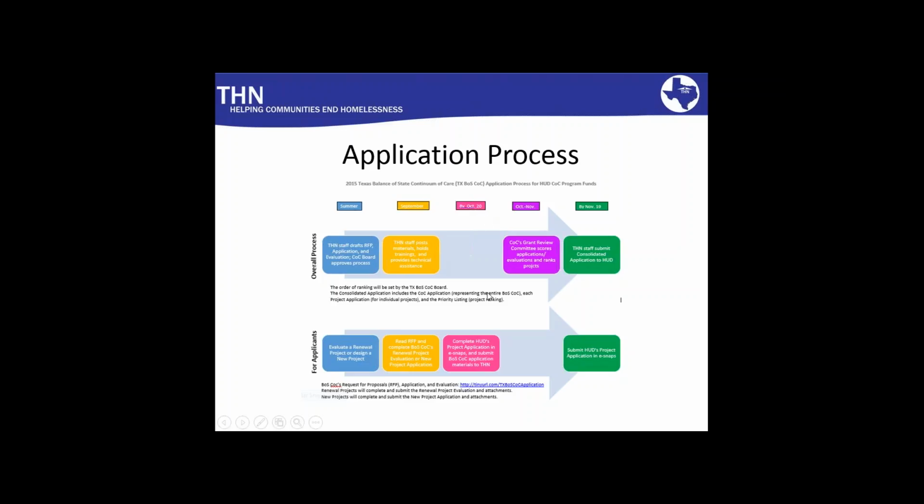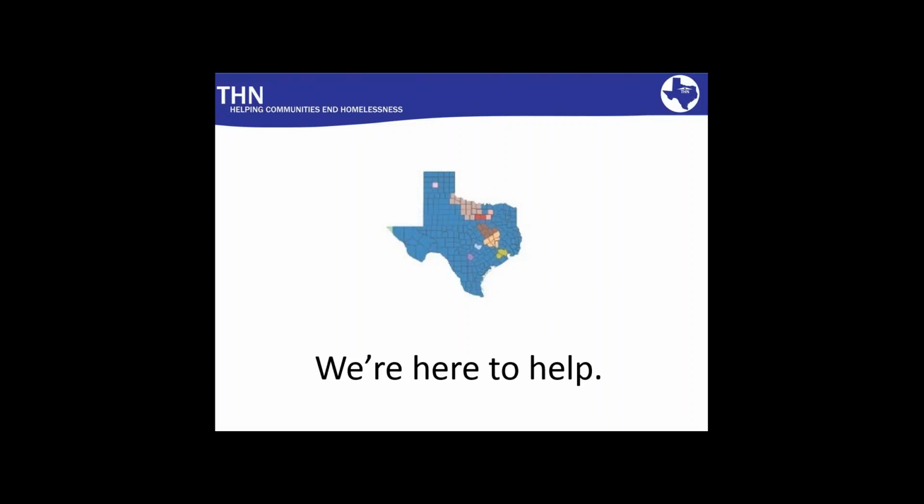By October 20th, the applicants will submit their applications to PHN. In late October and early November, the independent review team will be reviewing all the applications, scoring them and ranking projects. And then by November 19th, we at PHN will submit the entire consolidated application, and that includes you all hitting the submit button in your project application in email. We want you to know we are here to help you, and we're excited that you joined us for this first training on the 2015 CoC project application process.